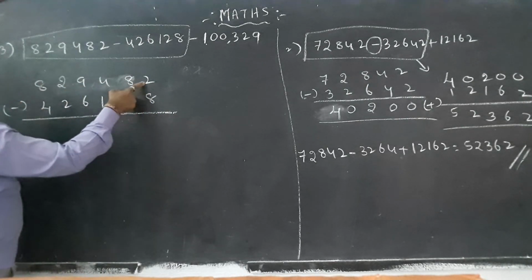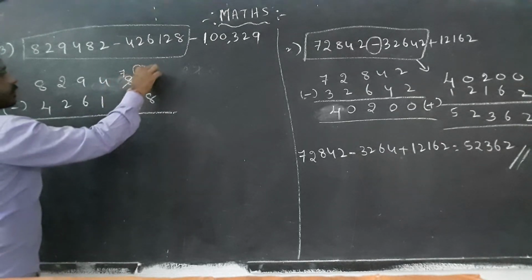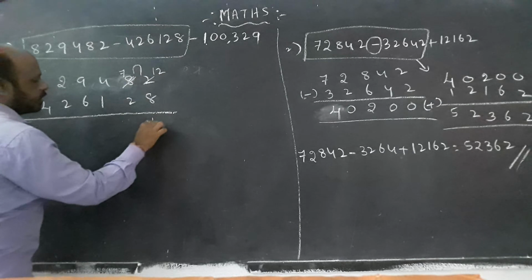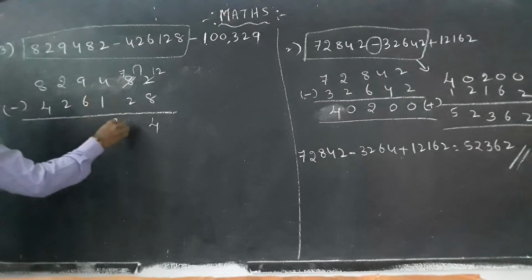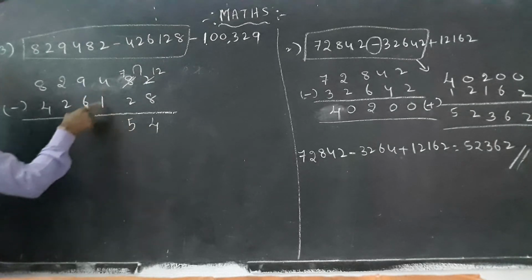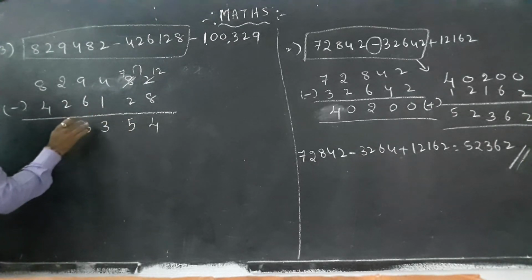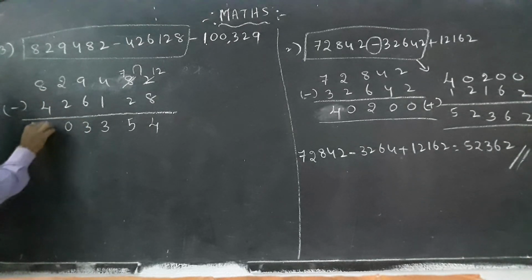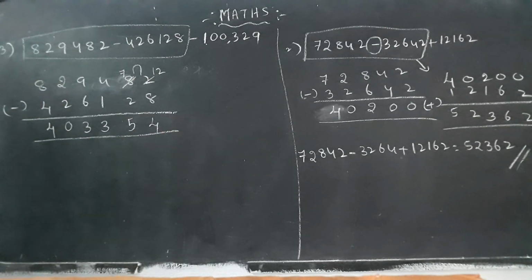We can't subtract 8 from 2, so we take a borrow from the number before. We get 12. 12 minus 8 is 4. Next, 7 minus 2 is 5. 4 minus 1 is 3. 9 minus 6 is 3. 2 minus 2 is 0. 8 minus 4 becomes 4. How much did we get? 4,03,354.